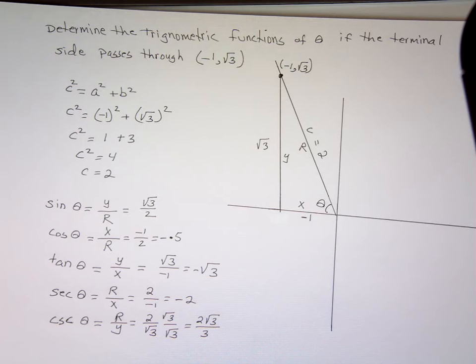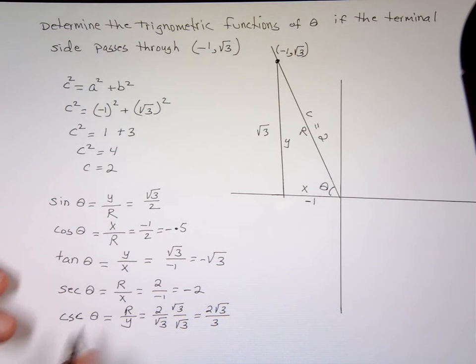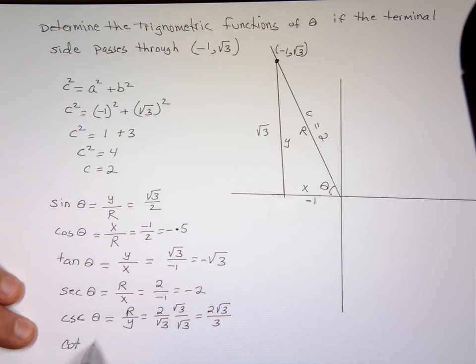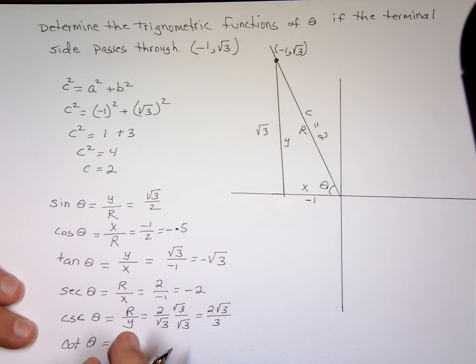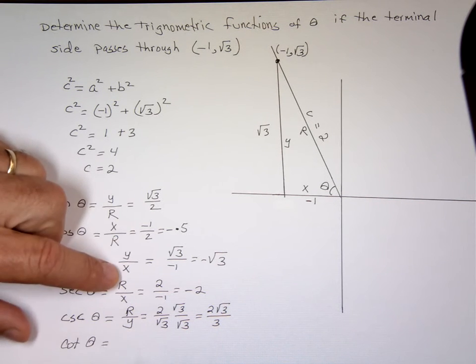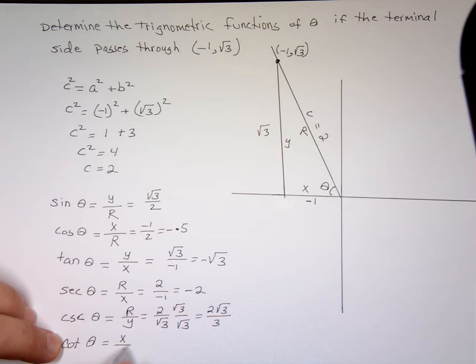And the last one is what? The cotangent of theta, which is 1 over tangent. Where's my tangent? Right here, y over x. 1 over that, x over y. X is -1, y is the square root of 3. Multiply by the square root of 3. Negative the square root of 3 over 3.